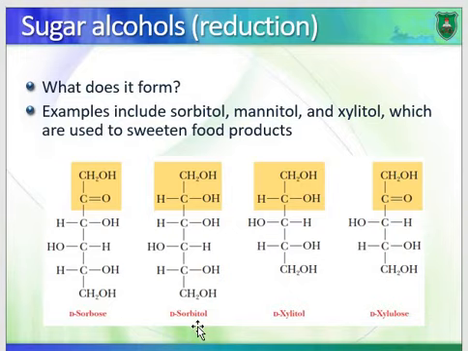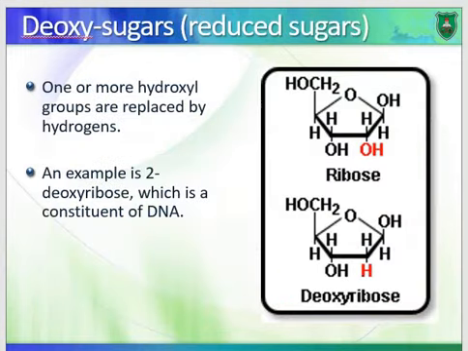Another example is also mannitol, etc., and they are used to sweeten some food products, specifically sugar-free gum. If you read the ingredients list, you may find that it contains sorbitol, for example, or xylitol, or whatever type of reduced sugar. So they get reduced to sugar alcohols on their ketone group, the carbonyl of the ketone group.